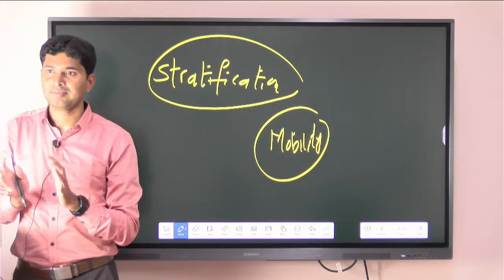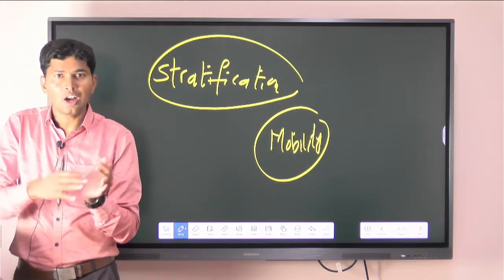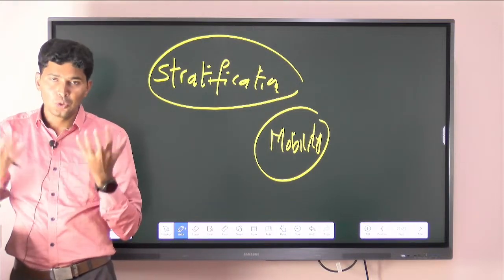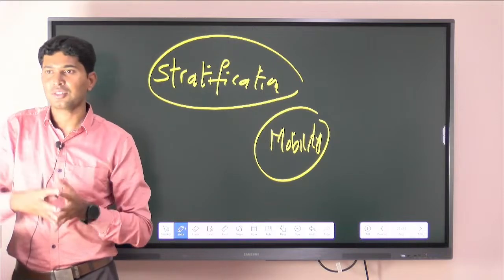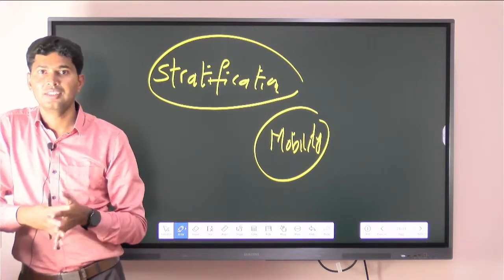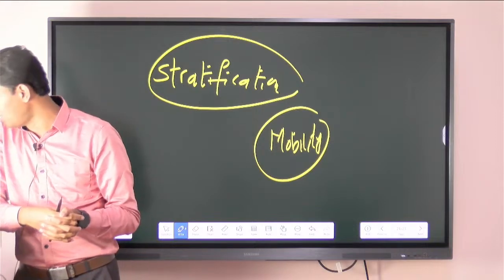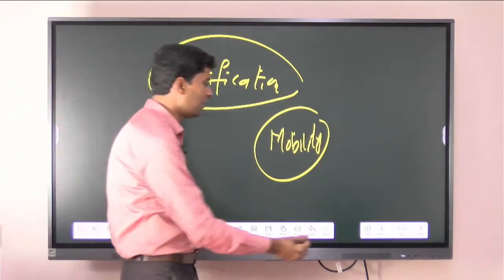Stratification and mobility: you as an individual, how you are changing in the society. Group, your family is changing the society, your community is changing the society. So this is called stratification and mobility. And work and economic life.